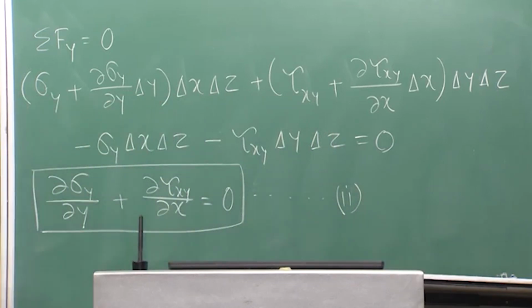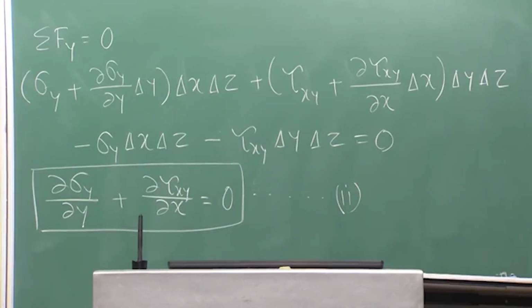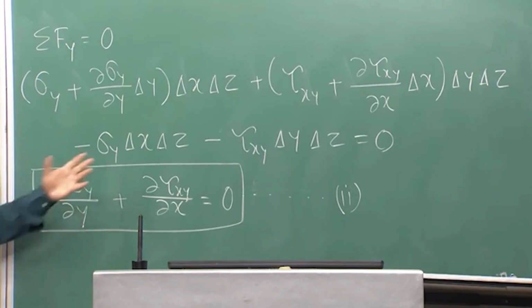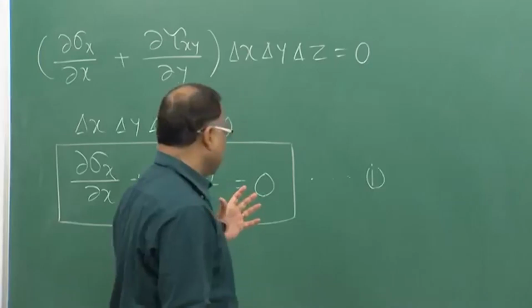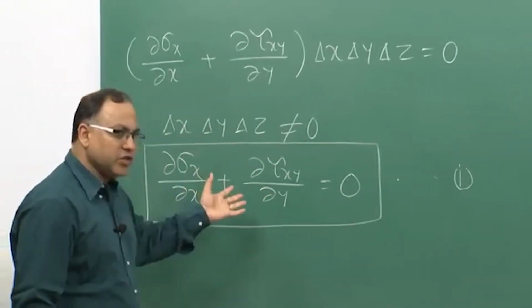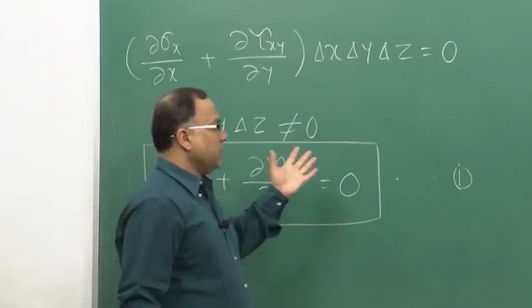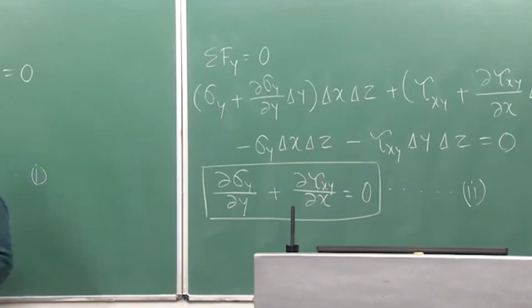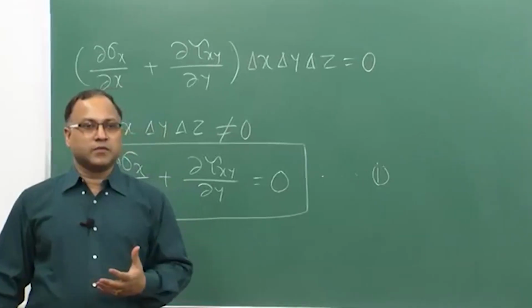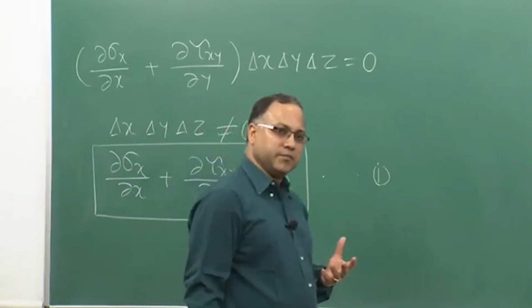So, we have got another relation, considering sigma y and tau xy, and this relation is again required to get the equilibrium condition of the system. Your stress components should follow these relations. Equation 1 and equation 2 are nothing but the equilibrium equations required for the plane stress condition.